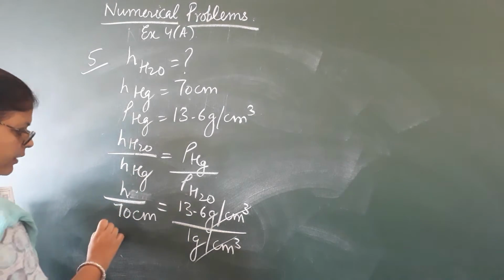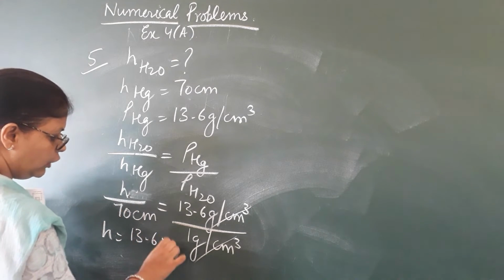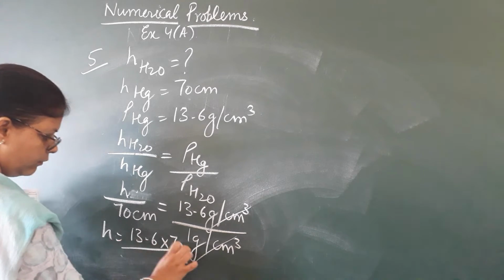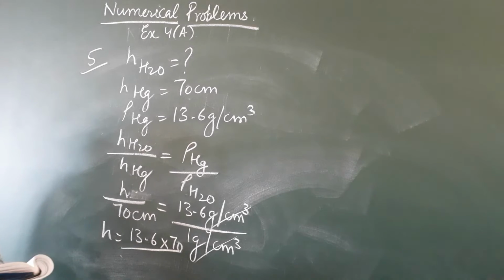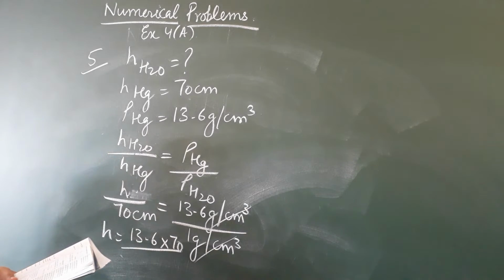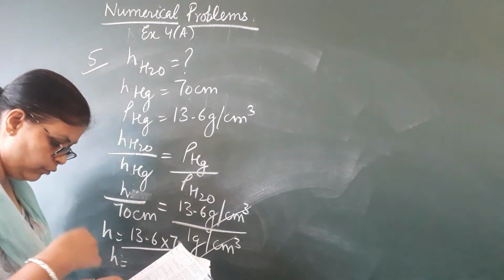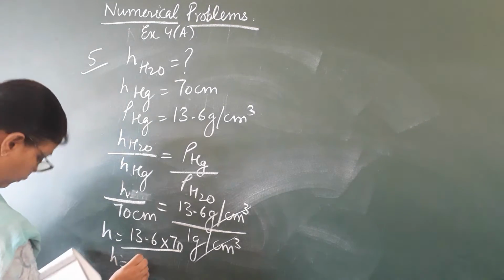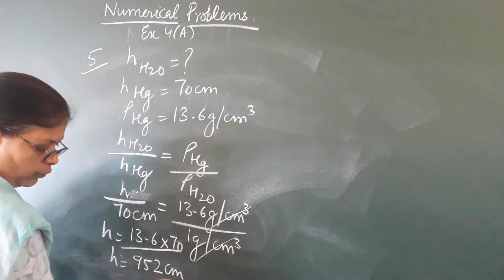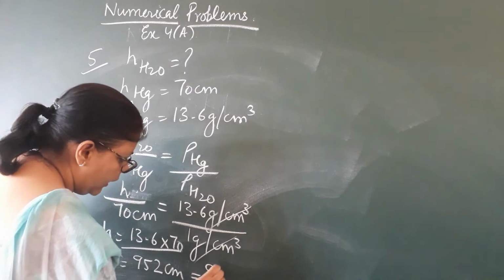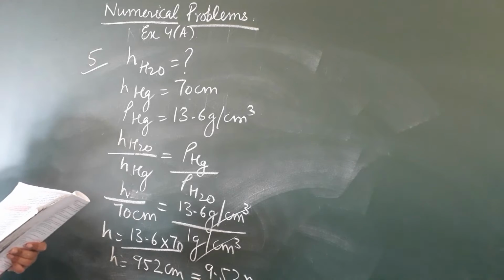So you cross multiply. So you get H is equal to 13.6 into 70. Okay, you get this. H, the height of the water, will be equal to 13.6 into 70, and when you work it out, it will be in centimeters. So you have to convert it to meters also. But first, if you find out, you will get it as 952 centimeters. So when you convert to meters, it will be 9.52 meters. Okay, children. So this is question number 5.